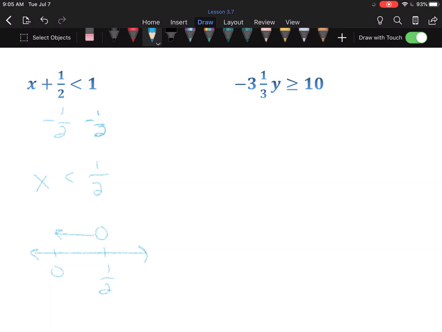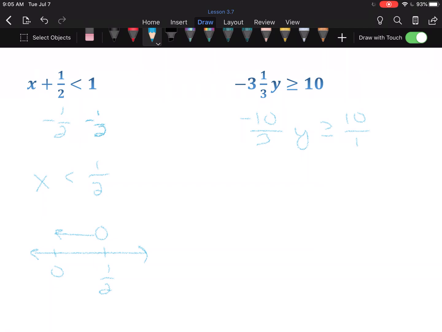Last up, we have negative 3 1/3 y is greater than or equal to 10. That's multiplication. We're going to solve actually by multiplication. You'll see why in a second. First thing we need to do is change negative 3 1/3 to negative 10 thirds. 3 times 3 is 9, plus 1 is 10. And while I'm writing this, I'm going to put 10 over 1 for my own sanity because I know what's coming.